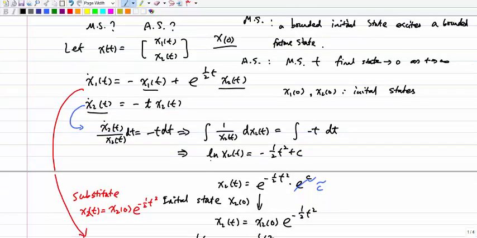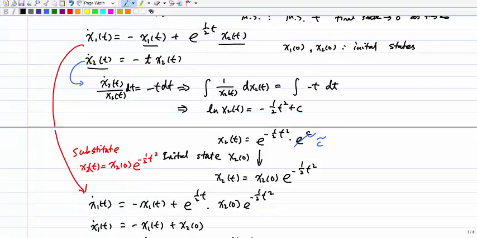When I integrate both sides, the integration of 1 over x2t dx2t is just the natural log of x2t, and the integration of negative t over t is negative 1 half t squared. Don't forget to add a constant c, because I don't have a lower and upper bound. So my x2t is e to the negative 1 half t squared times e to the c, and of course this is just a constant value.